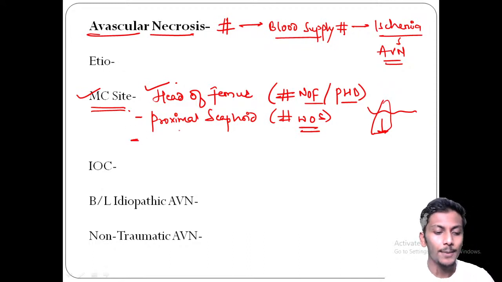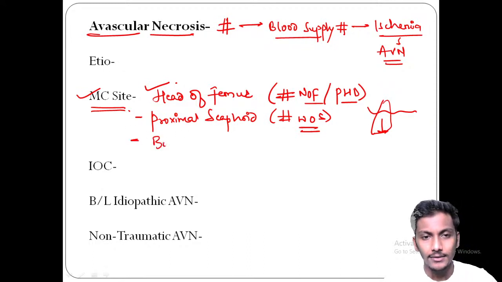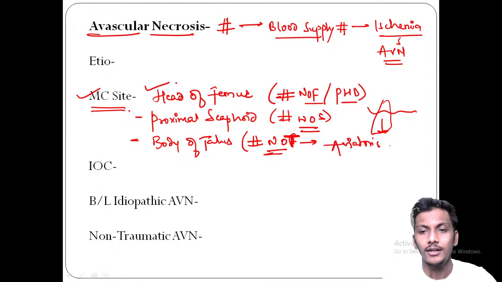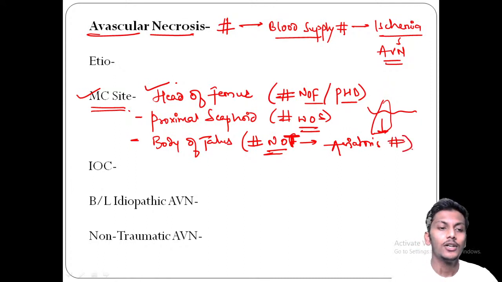Next important one is the body of talus. AVN can also be seen at the body of talus. Talus is a tarsal bone, and the body of talus would suffer from AVN if there is a fracture of the neck of talus. The fracture of the neck of talus is known as Aviator's fracture. We have already discussed this in the opponents. So the body of talus would not receive blood supply, predisposing it to avascular necrosis.